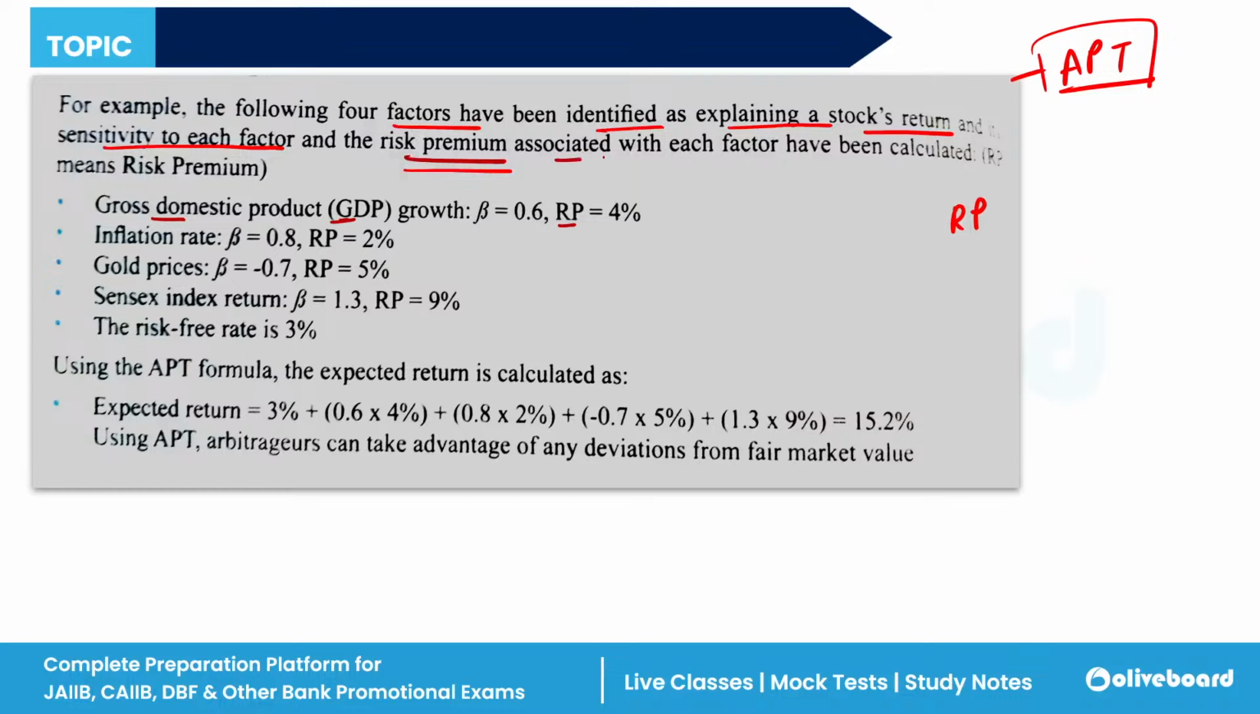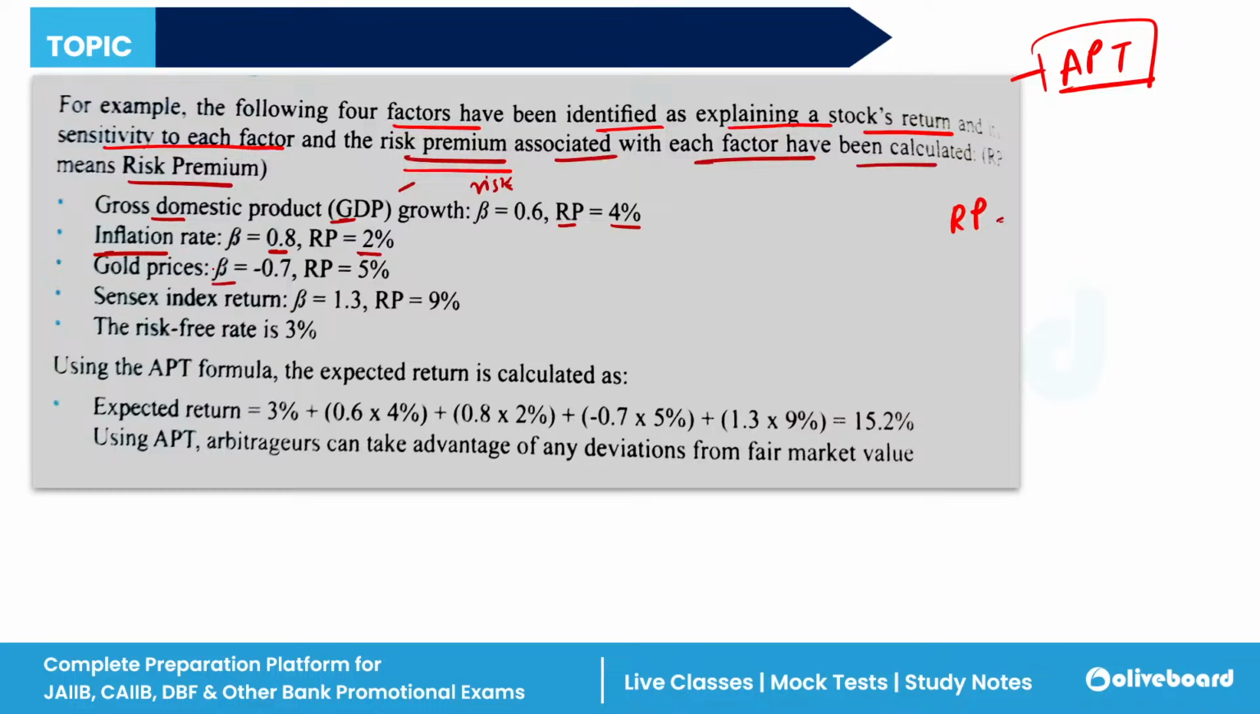So risk premium is associated with each factor, and it has been calculated. RP stands for what? Risk premium. Now GDP of the country is given. The beta. Beta is what? It is risk. We have studied beta is what? Risk. So it is given 0.6. Now to cover this risk, the risk premium of 4% is given. Again, inflation rate is very high in your country. So the risk is 0.8 and to cover this risk the premium is 2%.